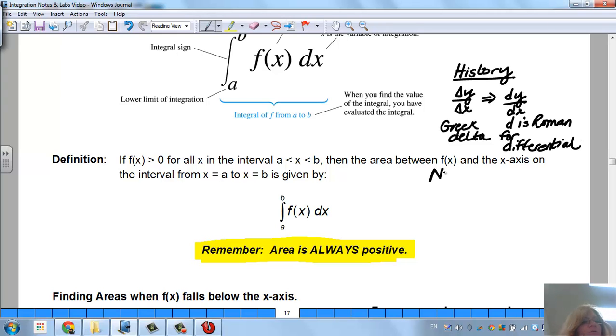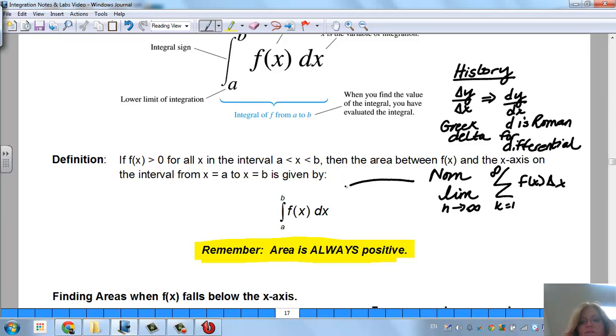Now what we've been doing is saying, okay, if I take the limit as all my rectangles go to infinity of the sum from k equals 1 to infinity of f of x delta x, it now changes to this, where it's an elongated Roman S for sum, because that's what you're doing is summing, and it's smoother like a curve.